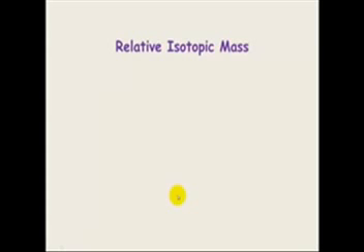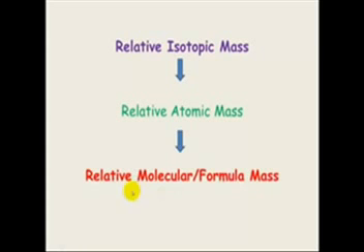So from relative isotopic mass we can work out relative atomic mass, and from there we can work out relative formula or molecular mass. If you don't know any of this, please go back and have a look at my other videos on relative isotopic mass, where I explain these concepts. You need to know this stuff to continue on with this video.